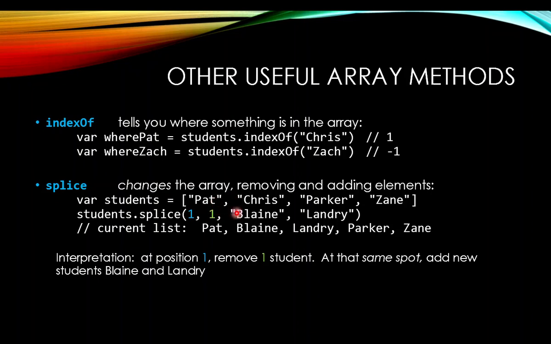But we continue, and we say, at that same position, I want you to add Blaine and Landry. You can add as many of them as you want here. So that says, at position 1, remove one student, and then at that same position, add the rest of these students. So now the list is going to be Pat, Blaine, Landry, Parker, and Zane.